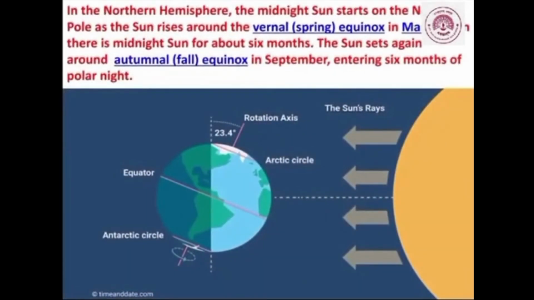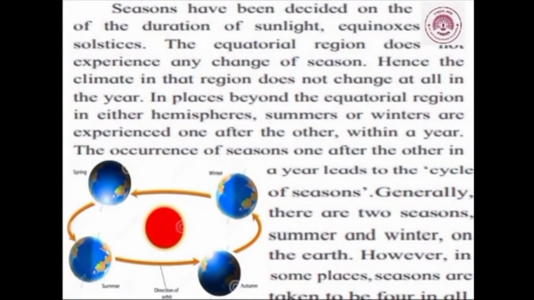Now, we are going to see about the polar day. In the northern hemisphere, the midnight sun starts on the North Pole as the sun rises around the vernal equinox in March. Then there is midnight sun for about 6 months. The sun sets again around the autumnal equinox in September, entering 6 months of polar night. Okay, children? Now, let's move further.